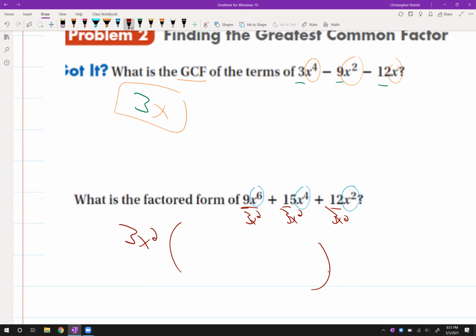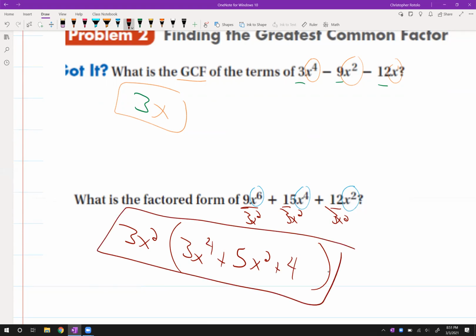9 divided by 3 is 3 x cubed. x to the 6th divided by x squared is x to the 4th. Plus 15 divided by 3 is 5 x squared, right? x to the 4th, divide out 2 of them. Plus 4, x squared divided by x squared, that's all we got.